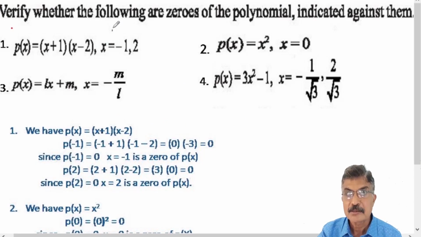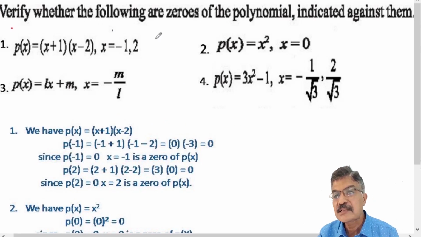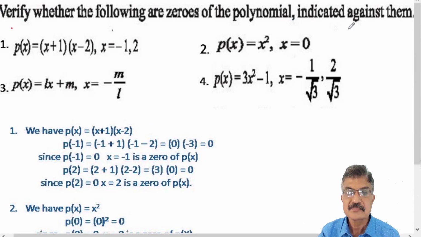We will look at some more problems. Verify whether the following are zeros of the polynomial indicated against them. That means verify whether minus 1 and 2 are zeros of p(x). As in the previous example, what we have to do is substitute x with minus 1 and 2 and do the necessary arithmetic. Check whether p(minus 1) is equal to 0 and p(2) is equal to 0. Then minus 1 and 2 are zeros.